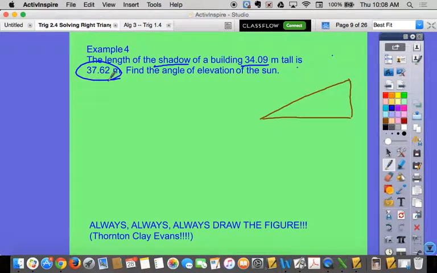This is the shadow. Okay, and that is the building. So, we need to go 34.09. And y'all put your 37.62 down there? Good. Okie dokie. Find the angle of elevation. Where is he going to be? Down here? That's it.